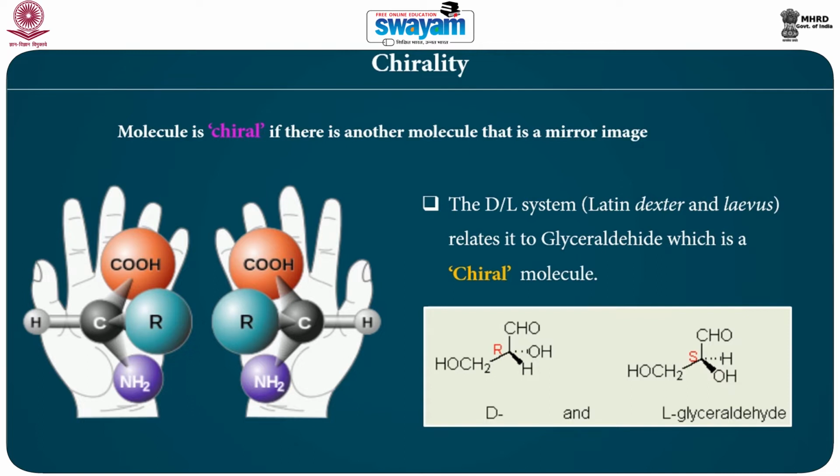All chiral molecules have a nomenclature. In case of amino acids, these are denoted by D and L. Both caps, though generally small-size alphabets are used to designate them. These names have come from Latin words dexter and laevus, and these relate to the structure of glyceraldehyde, which is a chiral molecule.